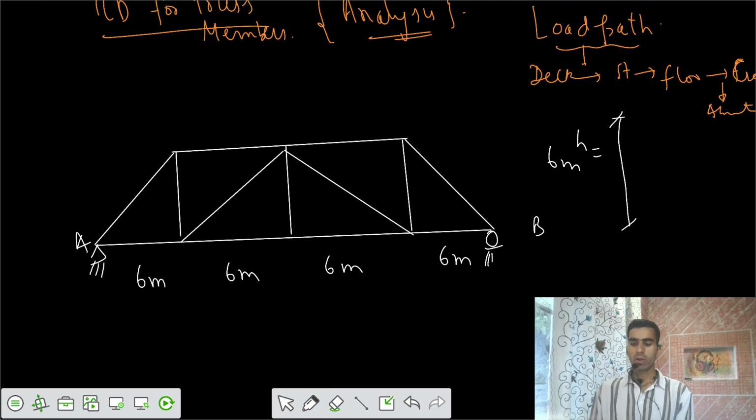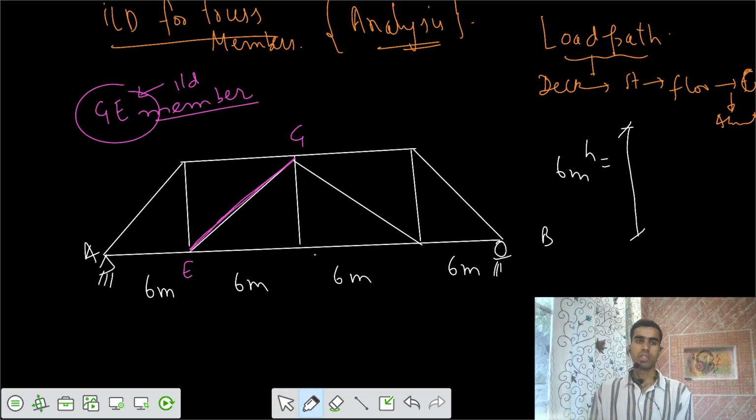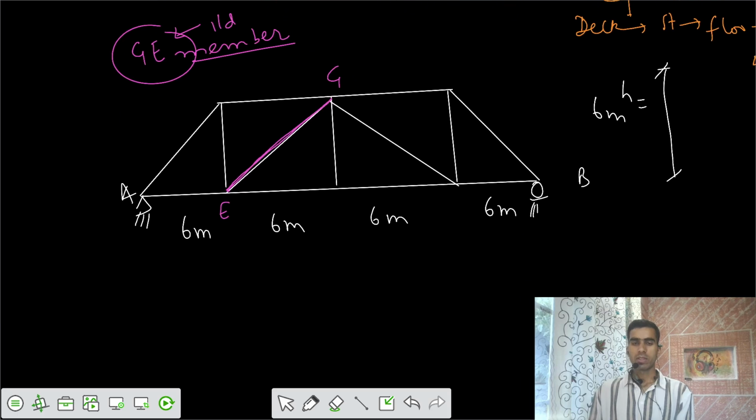Now we have one member that we call member GB. Let's say this is E, so we can call it GE. We need to draw the ILD for this member force, the ILD for member GE. So let's go for this.